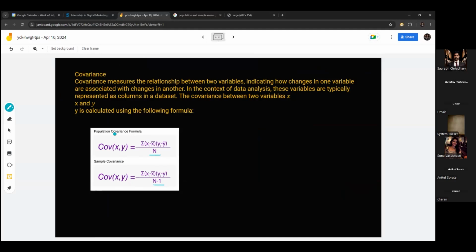Covariance formula. Okay, covariance. All right, one more thing I need to tell you here. Basically this covariance will give you values. If two columns are highly correlated, it will give you not small or bigger values, but positive and negative values. Fine. So for example, let me show you what I mean.